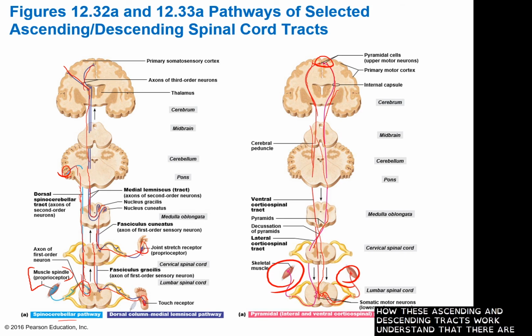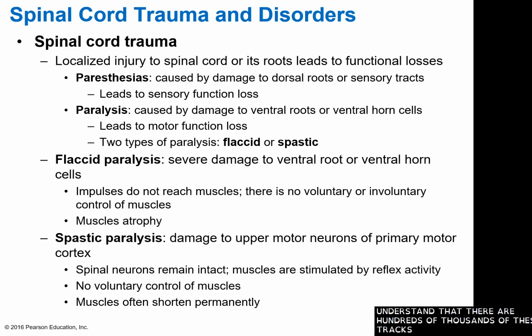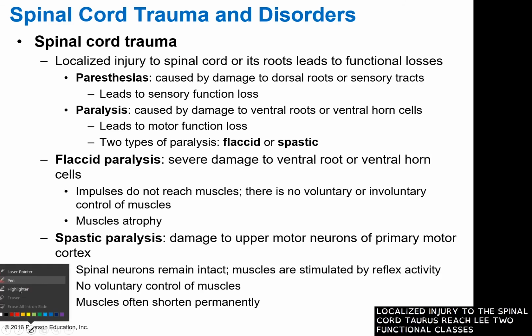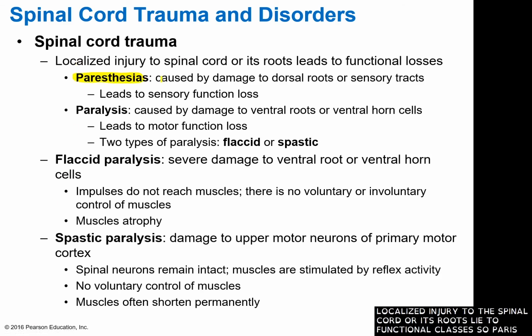Understand that there are hundreds of thousands of these tracts. So then there are some different conditions that can happen with the spinal cord. We know about some of these. So localized injury to the spinal cord or its roots lead to functional losses. So paresthesias is caused by damage to the dorsal root. So imagine if you damage that dorsal root, you're no longer getting sensory input. So you have sensory function loss, but you still have motor output. If you step on a Lego, you don't know you stepped on anything.